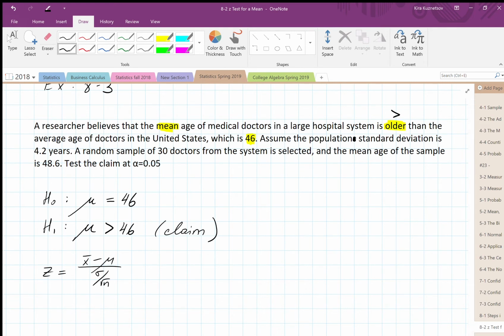What we need to do is write down the necessary statistics in order to run the test. Assume the population standard deviation is 4.2 years. So they gave me a standard deviation of a population of 4.2. That means that they gave me a sigma. They also gave me a random sample of 30 doctors. And the mean age of the sample, meaning x bar, is 48.6.